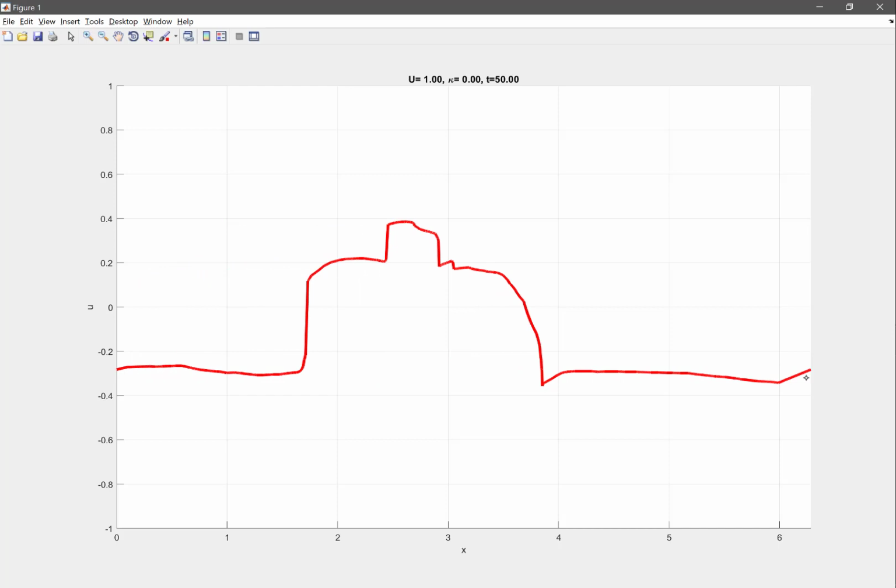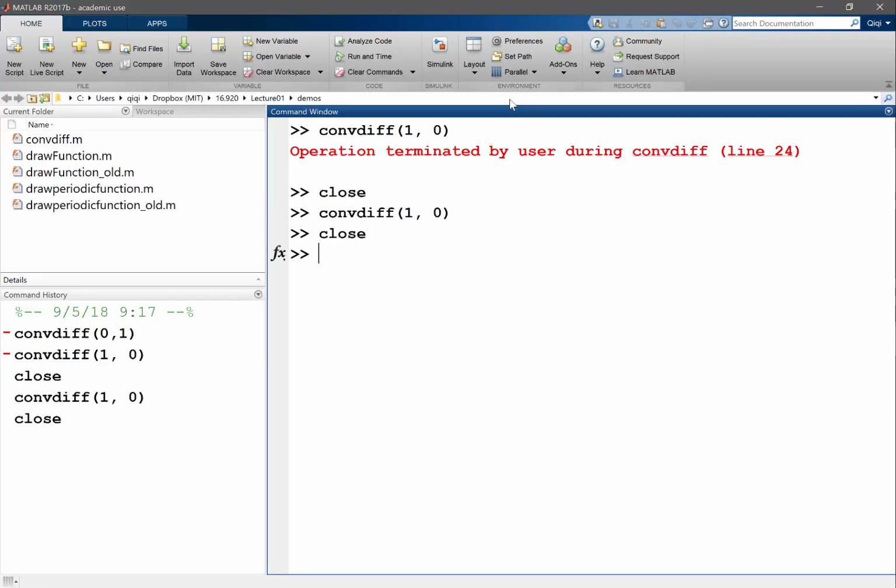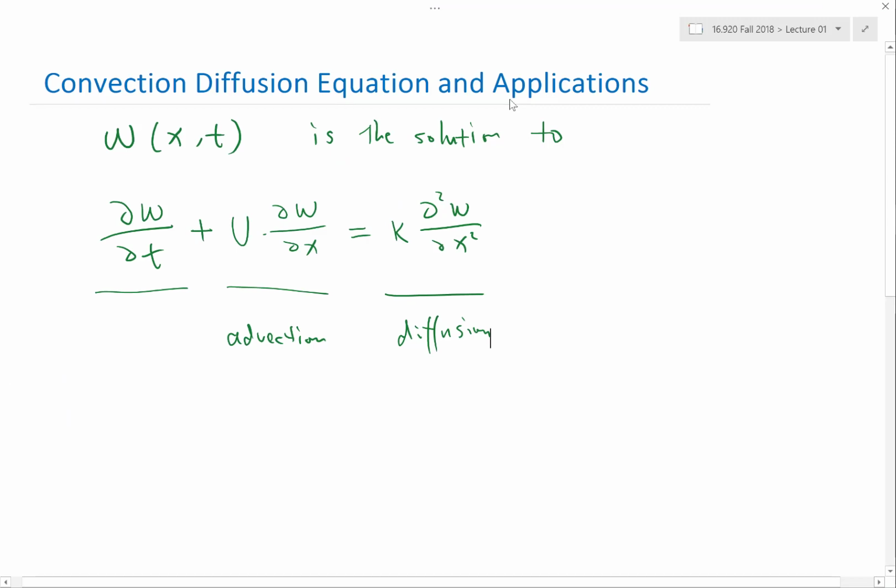And other than that, how do you see the solution is evolving? It's just moving unchanged towards the right. All right, so that's actually quite interesting when kappa is equal to 0. So now let's just take a slightly different situation. Let's just increase our kappa to be a little bit non-zero. So that's increasing the diffusion term to something non-zero.